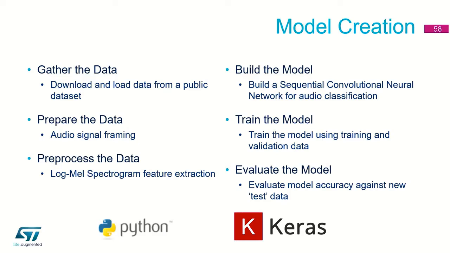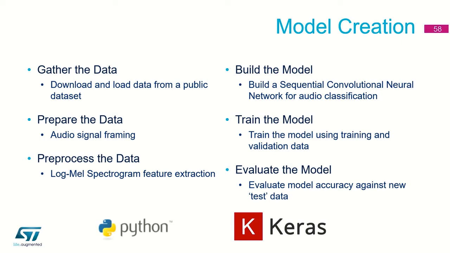We need to do some digital signal processing. I will explain the details later on. But in general, we need to frame the audio signal. Then the second step of pre-processing will be the log-mel spectrogram. I will also explain the details later on. Then, having the ready learning dataset, we'll be able to build the model. This is the fourth step, to build the model with the Keras library.